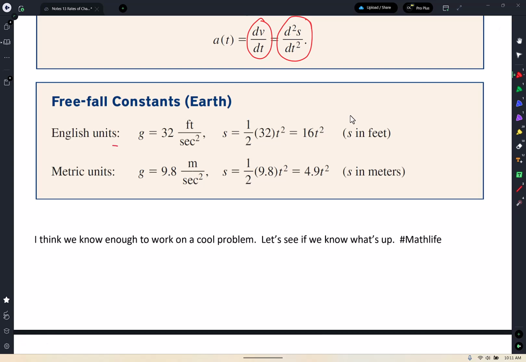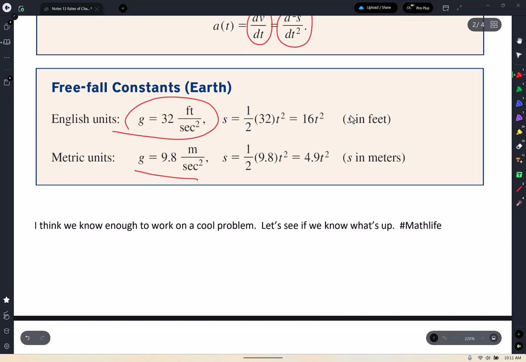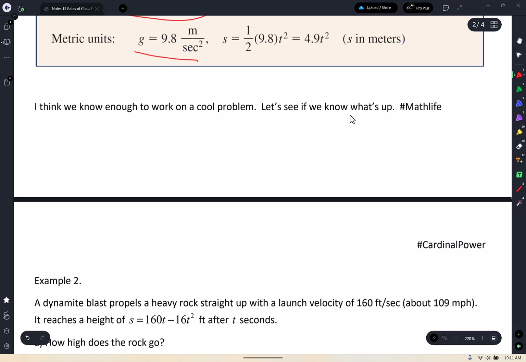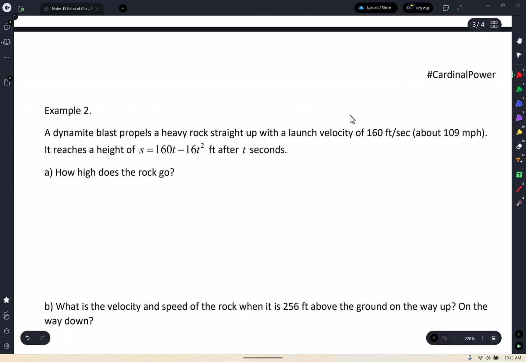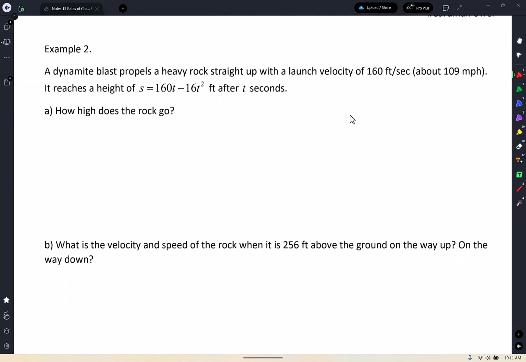English units, 32 feet per second per second. And metric units, 9.8 meters per second squared. They both mean the same thing. It just depends what units you're in. Cool or not cool? All right, I think we know enough. Let's see if we can figure this stuff out. We're going to go slow. We're going to go really slow. Do you guys have a calculator? We may need one.